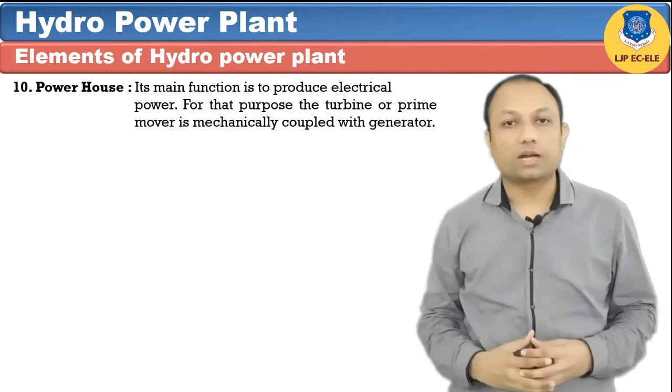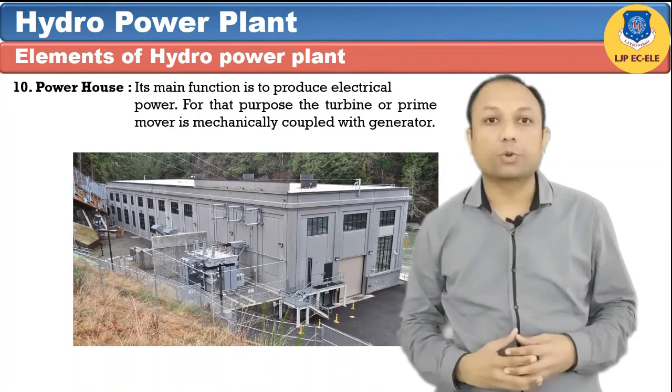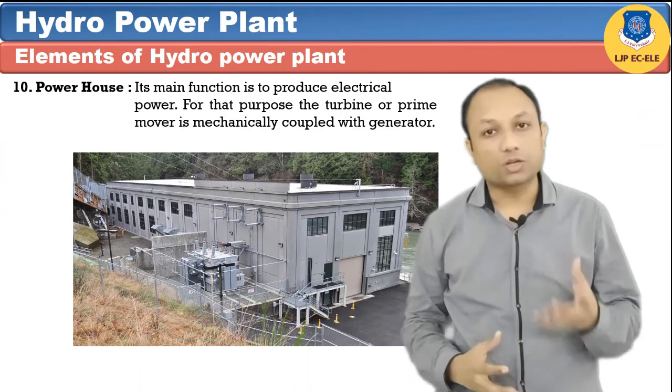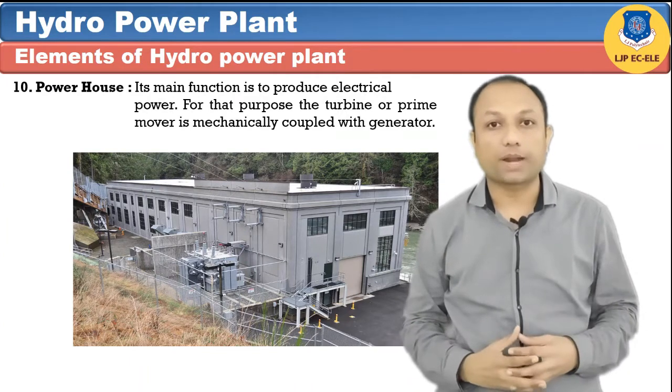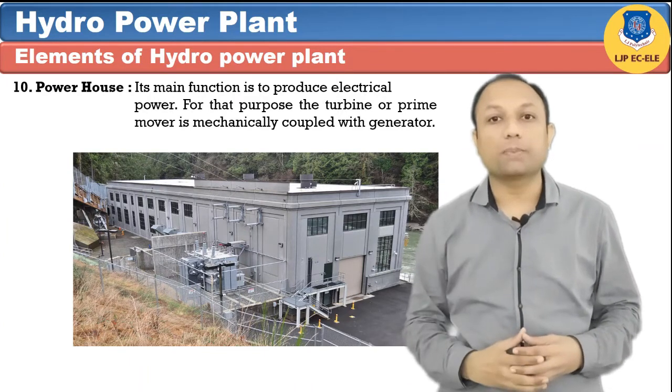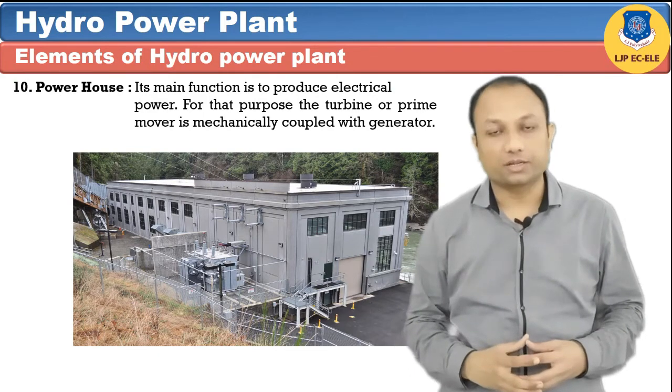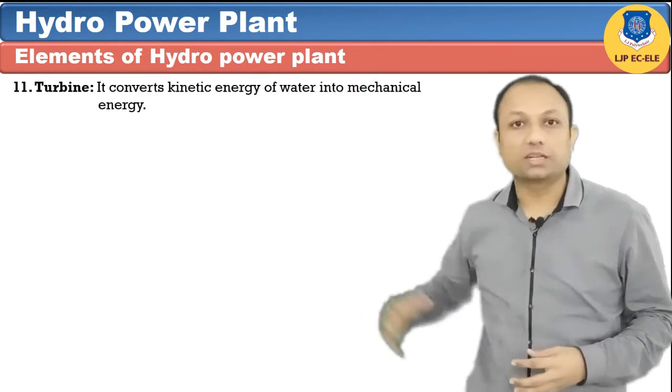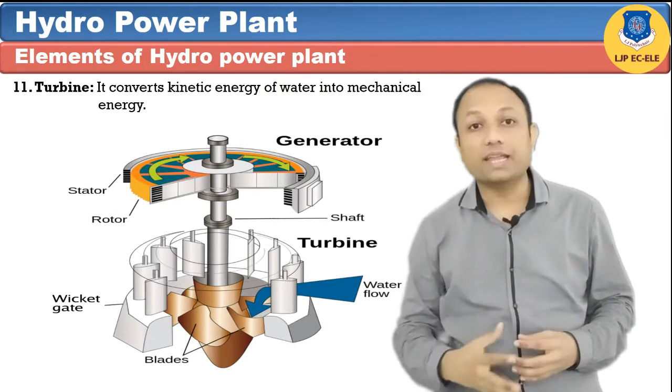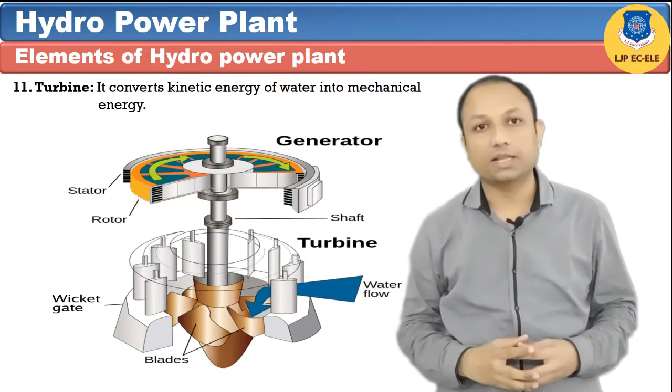10th, powerhouse. Its main function is to produce electrical power. For that purpose, the turbine or prime mover is mechanically coupled to the generator. 11th, turbine. It converts the kinetic energy of water into the mechanical energy.